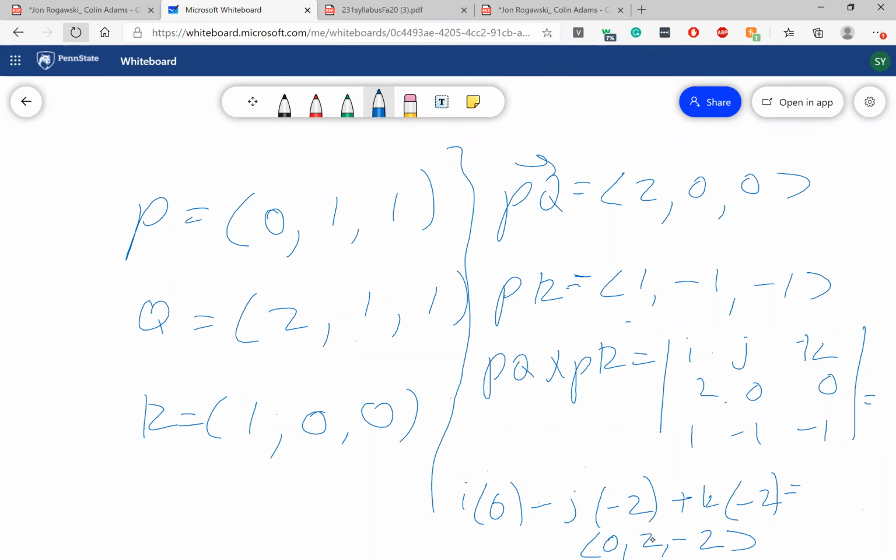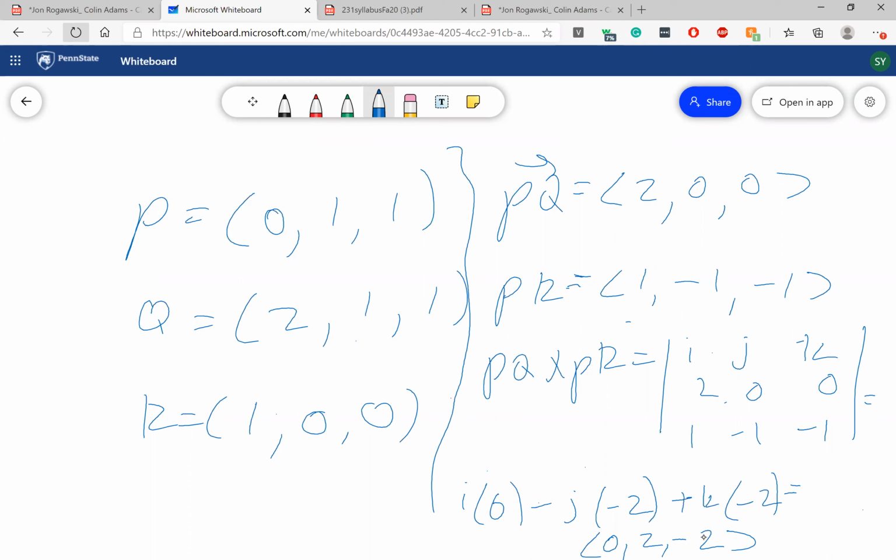Well, it's orthogonal to this vector for sure. If you take the dot product, you get 0. It's also orthogonal to this vector. So it's probably correct.